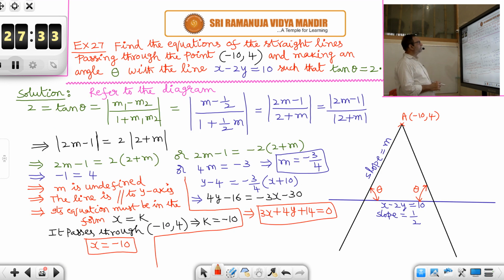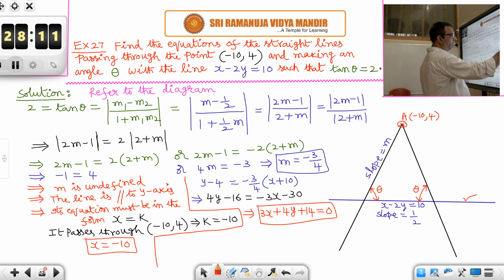Next, example number 27. Find the equations of the straight lines passing through the point (-10, 4) and making an angle theta with the line x - 2y = 10 such that tan theta is equal to 2. So, refer to the diagram. This blue line is our line x - 2y = 10. The point (-10, 4) is not on the line. You can check, it does not satisfy the equation. Therefore, I have marked it away from the line.